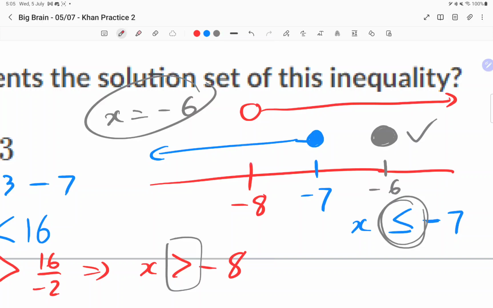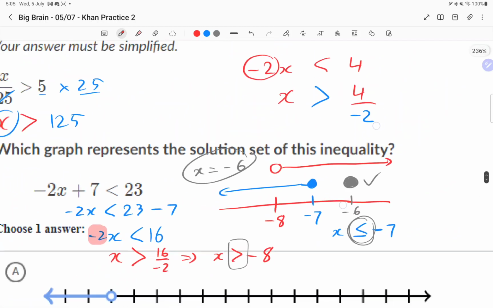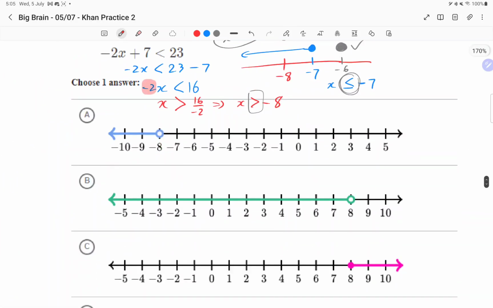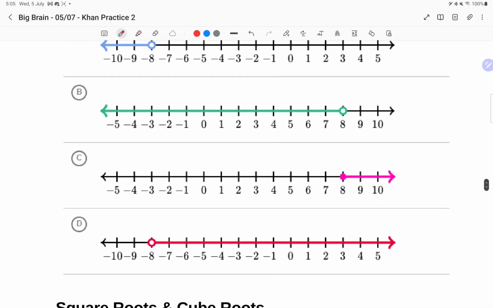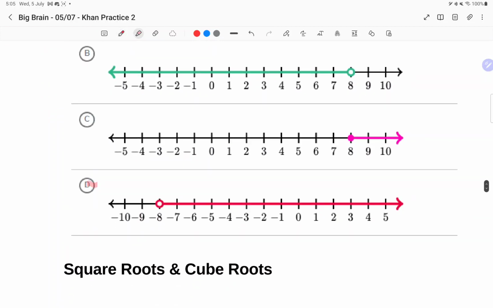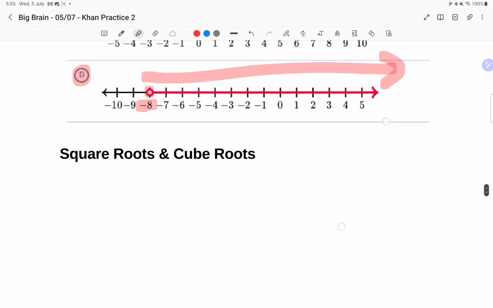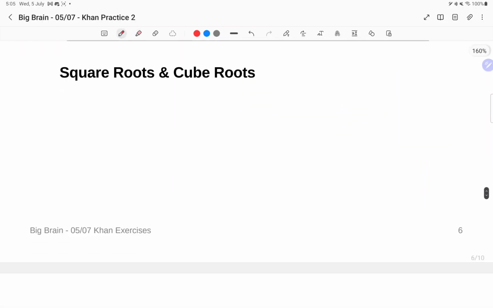Okay, so that's something that is probably new to you guys about inequalities. And you will see this expression quite a lot in higher grades, like the arrows and stuff like that. I use that quite often. So greater than negative 8, obviously it will be this one here, because a hollow dot at negative 8 and the arrow points to the right-hand side. So the answer will be D. Alright, so that's inequalities. Have you guys learned about square roots and cube roots? Yeah?